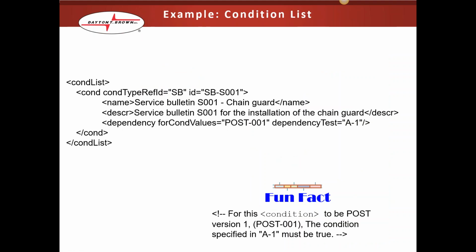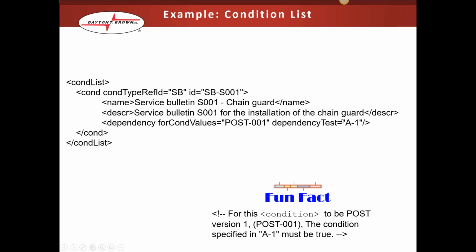And so what a condition list looks like, well, this is what it is. So remember, I told you there's a condition type, and this is the ID. So it says, well, this ID is Service Bulletin S1001. It's of condition type called SB. Here's its name, its description. This is what it does. It installs a chain guard, because the bike didn't come with a chain guard, and we decided to issue a service bulletin to install that chain guard. And this is where I also threw in the dependency, right?